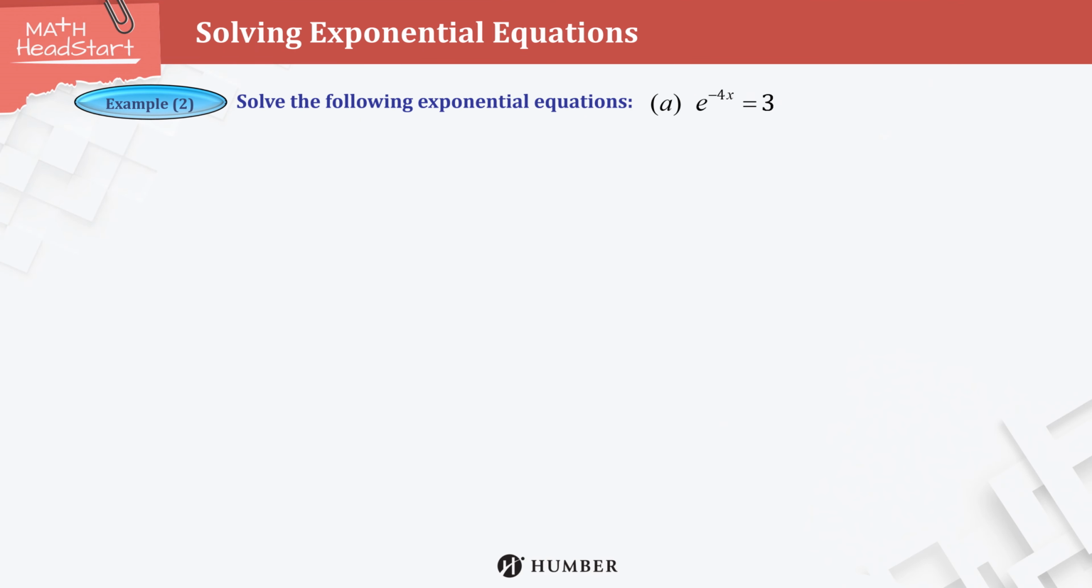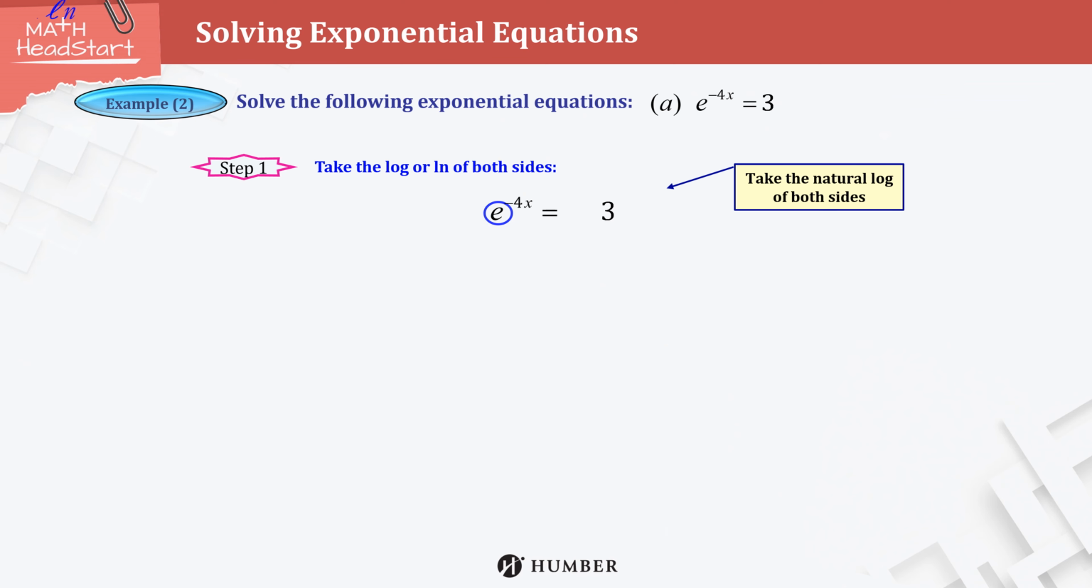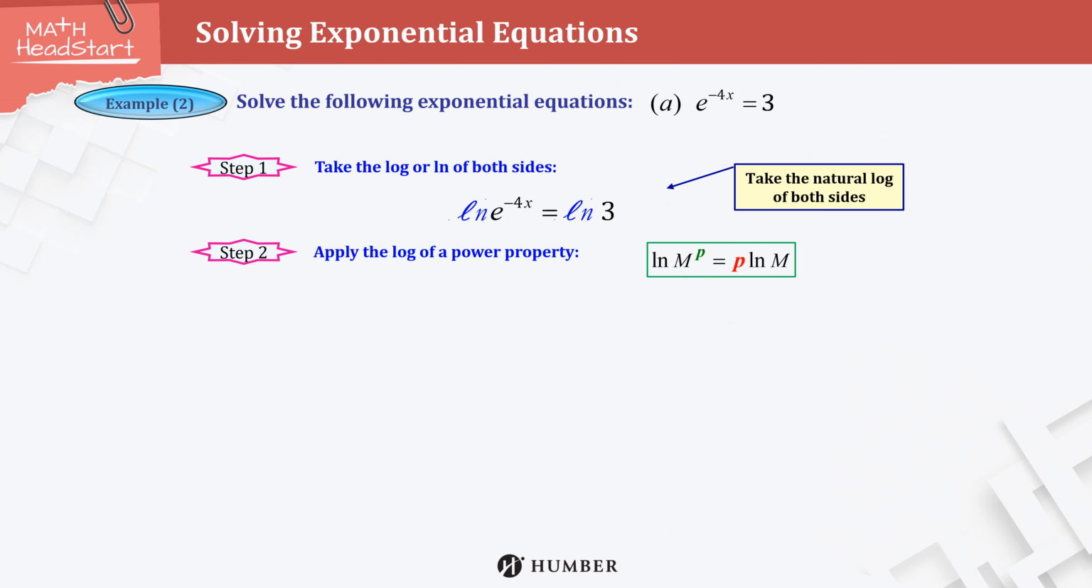Let's try another example. Since we have base e on the left and 3 on the right side, they cannot be matched. However, we can take the logarithm of both sides for this example. As we can see the base e, we take the natural log ln for this. Using the power rule of log properties to express the left side as negative 4x times ln e equals ln of 3.